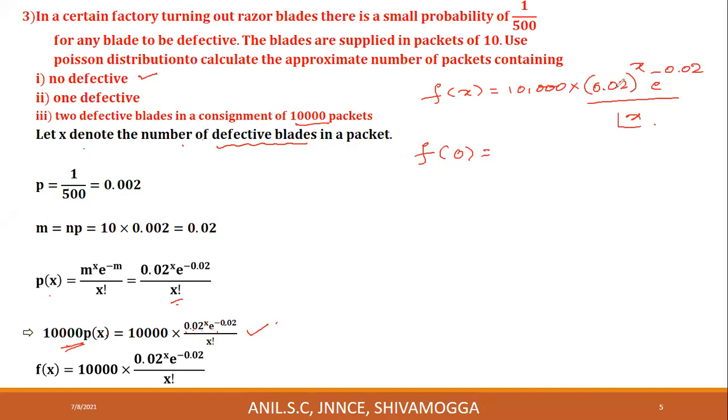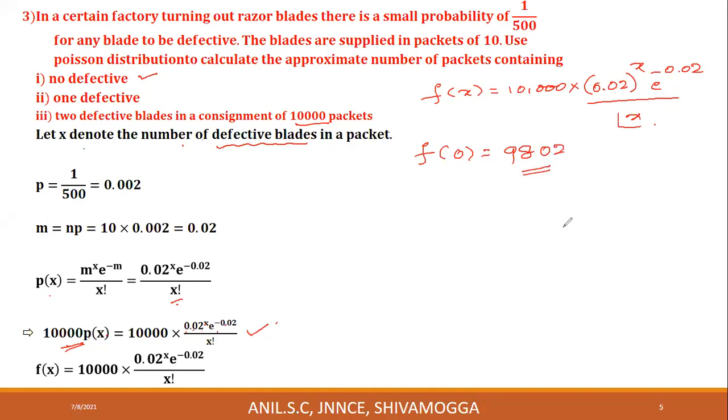10,000 into 0.02 whole power 0 is 1. e power minus 0.02 divided by 0 factorial is 1. You just multiply these two. 9,802, right? That must be the correct answer.